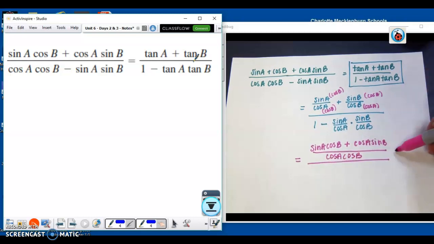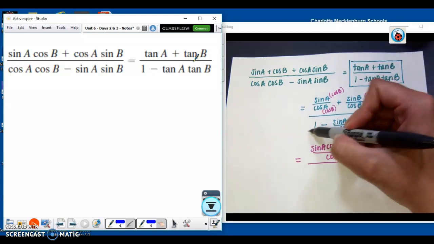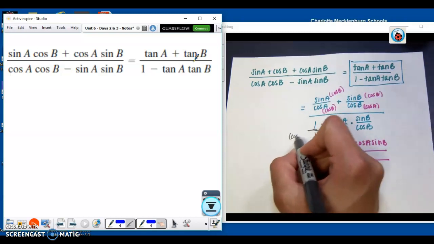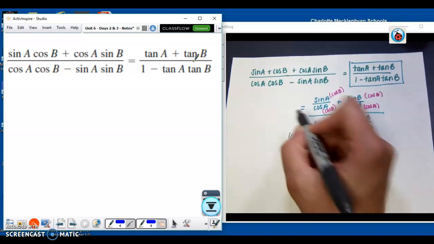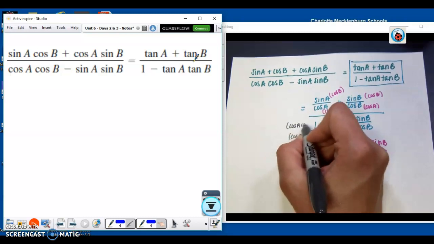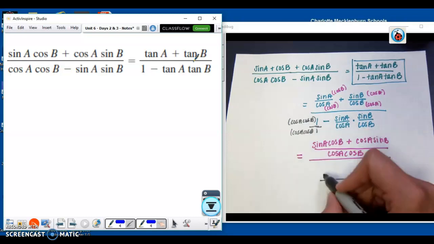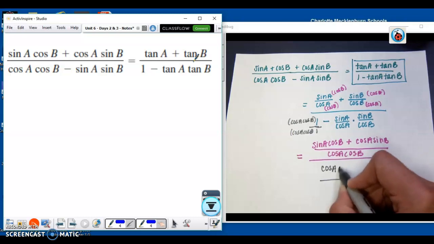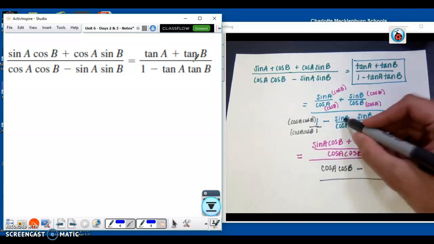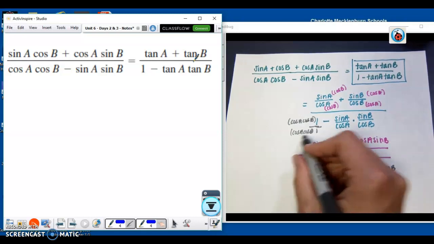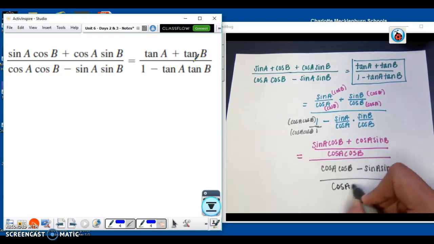So this is just the numerator for this part. Then if I look at this denominator, if I make these have common denominators, this is really just a 1 here. So it's missing cosine A cosine B. Okay, so if I fix this one, this one will just be cosine A cosine B minus, this will be sine A sine B. And the denominator for both of those is cosine A cosine B.